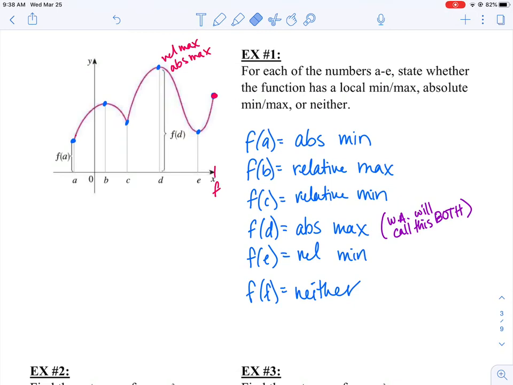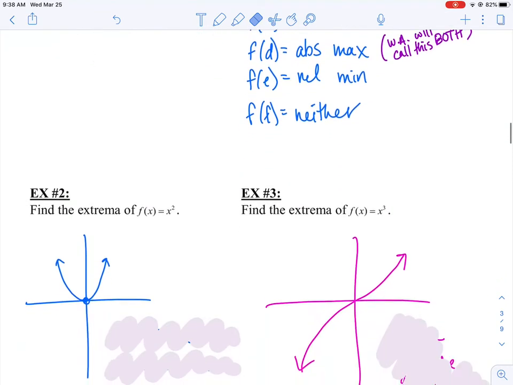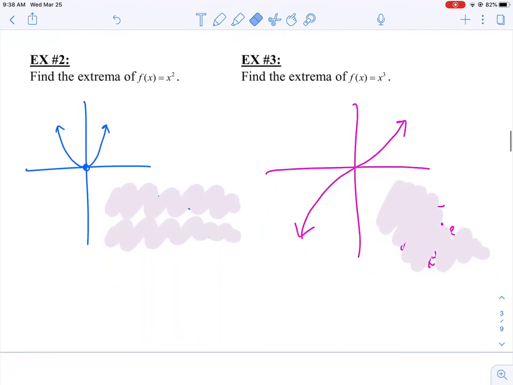Because you don't know what's happening on the other side, those endpoints can really only be absolute extrema. They can never be relative extrema because I don't really know what's happening on the other side. So that would be an example of a neither.